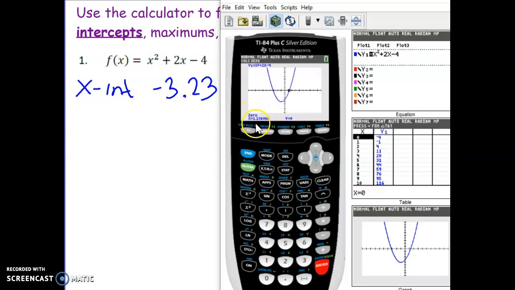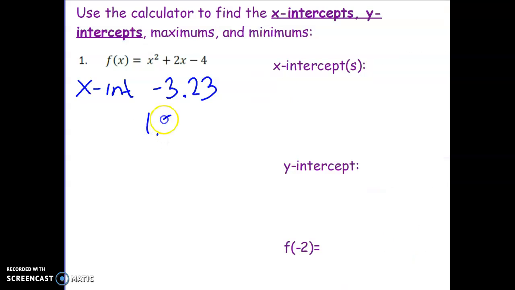And there's my second 0, my second X-intercept, 1.24, right? You guys remember the 6 rounds the 3 up to a 4, so 1.24. Okay, so now I have found the X-intercepts.